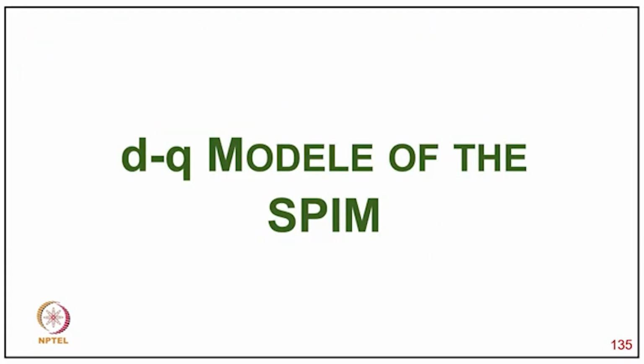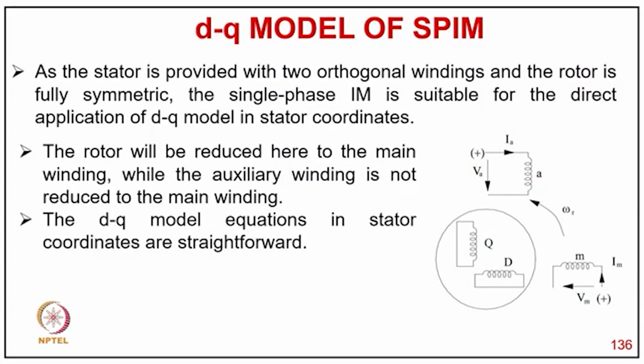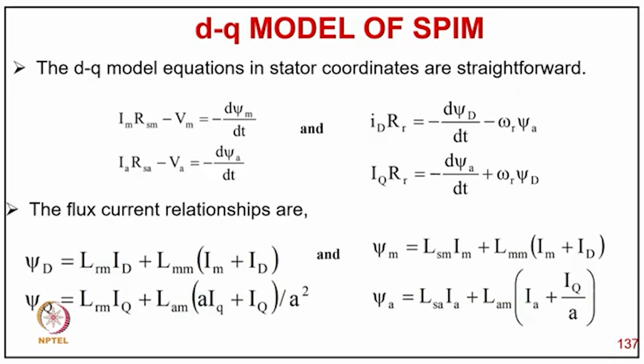Now coming to the DQ model of the single phase induction motor. Here we consider the main winding and auxiliary winding magnetic axes at 90 degrees, and the DQ axes of the rotor winding similarly in quadrature. As the stator is powered with two orthogonal windings and the rotor is fully symmetric, the single phase induction motor is suitable for the direct application of the DQ model in the stator coordinates. The rotor will be reduced here to the main winding while the auxiliary winding is not reduced to the main winding. So the DQ model equations in stator coordinates are straightforward.